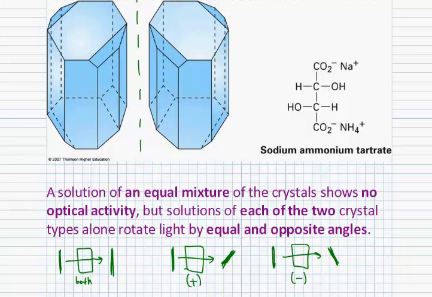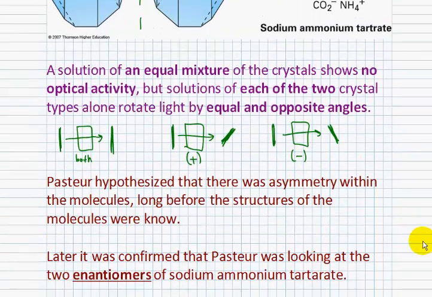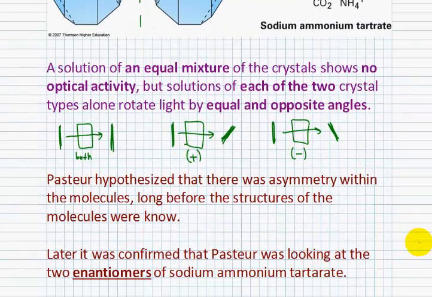So without knowing it, Pasteur, 150 years ago, stumbled upon the idea of chirality long before molecular structure was even an idea. Right? He said there was some sort of asymmetry within those molecules. In fact, he compared it to right hand and left hand. There had to be two different equal and opposite versions of those molecules before anybody knew the structure of those. Later it was confirmed Pasteur was looking at the two enantiomers.